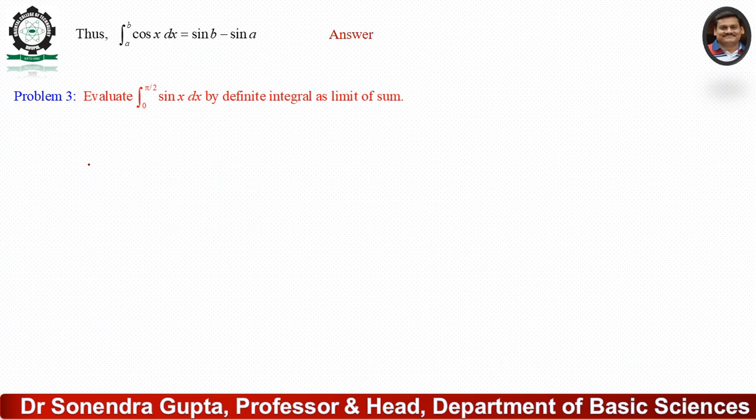Okay, now again we discuss the third question. Evaluate the integral from 0 to pi by 2 of sin x dx by the definite integral as limit of sum. Here f of x equals sin x and nh is pi by 2 minus 0, that means the value of nh is b minus a, which is pi by 2 minus 0, which is equal to pi by 2.